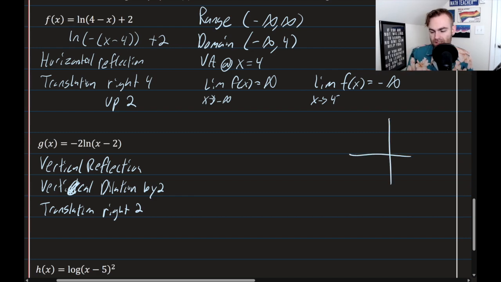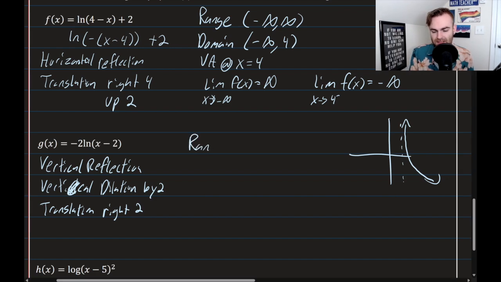If I were to draw a rough sketch, I know that it went right 2, so we're going to have some sort of asymptote there. It's a vertical reflection, so it's flipping this way, and it's a dilation of 2, so it's got some sort of behavior like this to it. So essentially, that's what we're looking at. That's what we're playing with. So let's describe all of these aspects.